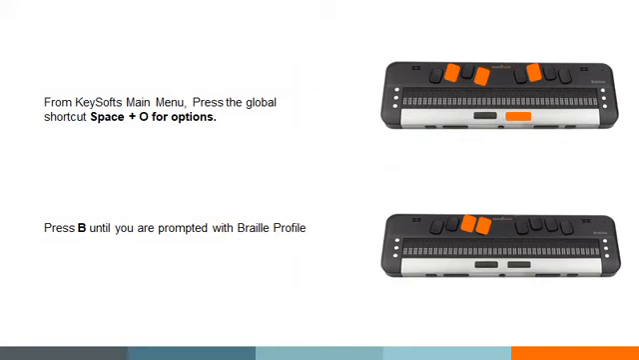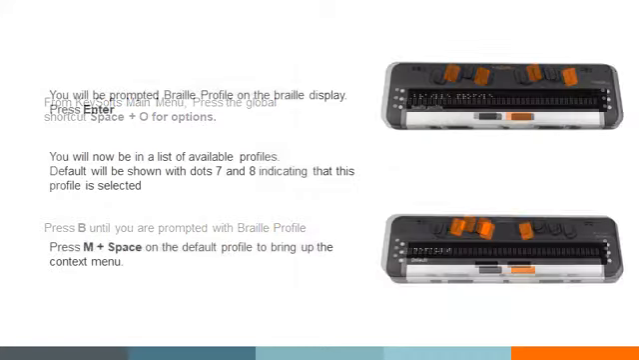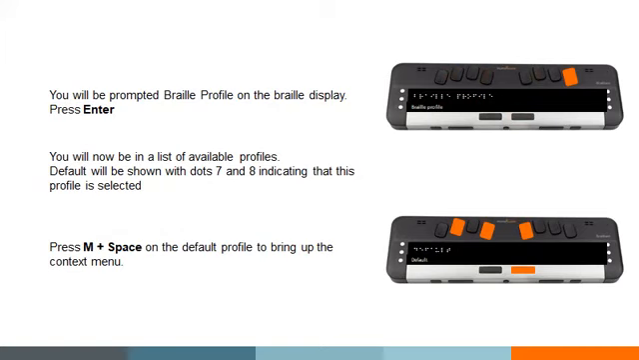I am going to press O with space to go to my options menu. And again, that's a global command. So we are going to press O with space from anywhere, and we will be brought to our options menu. Regardless of where your focus may be, we want to press now the letter B to move focus to the Braille profile option. So again, we're going to press the letter B until we find Braille profile, and I'm going to press enter.